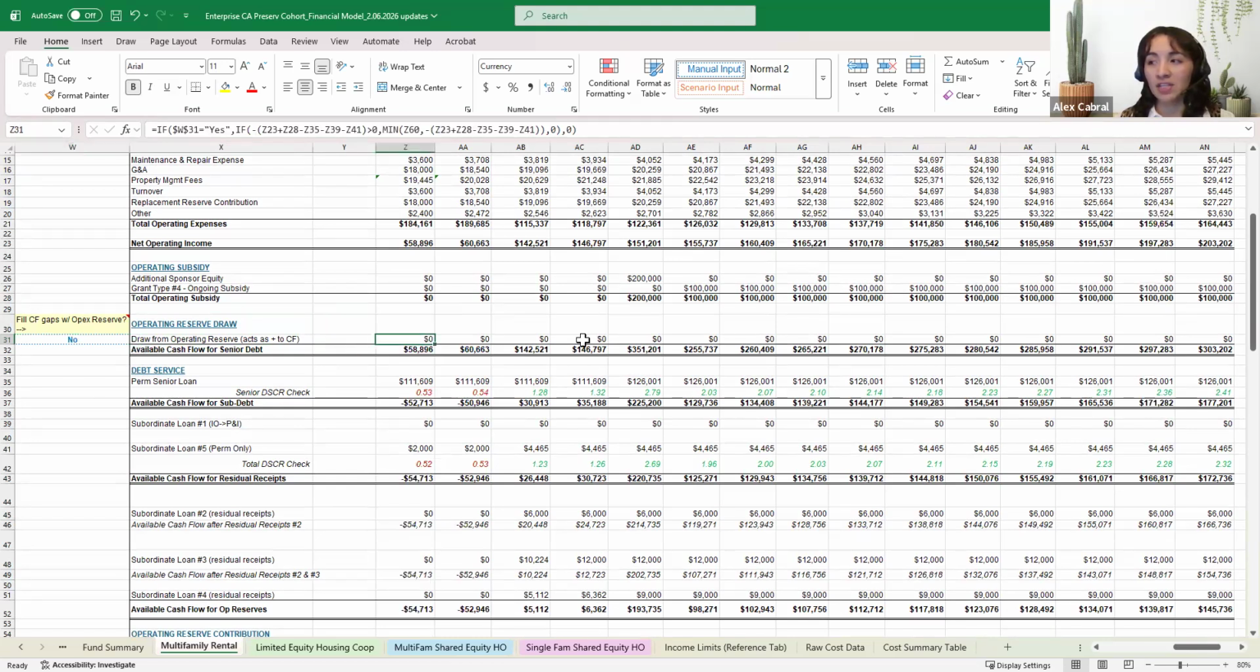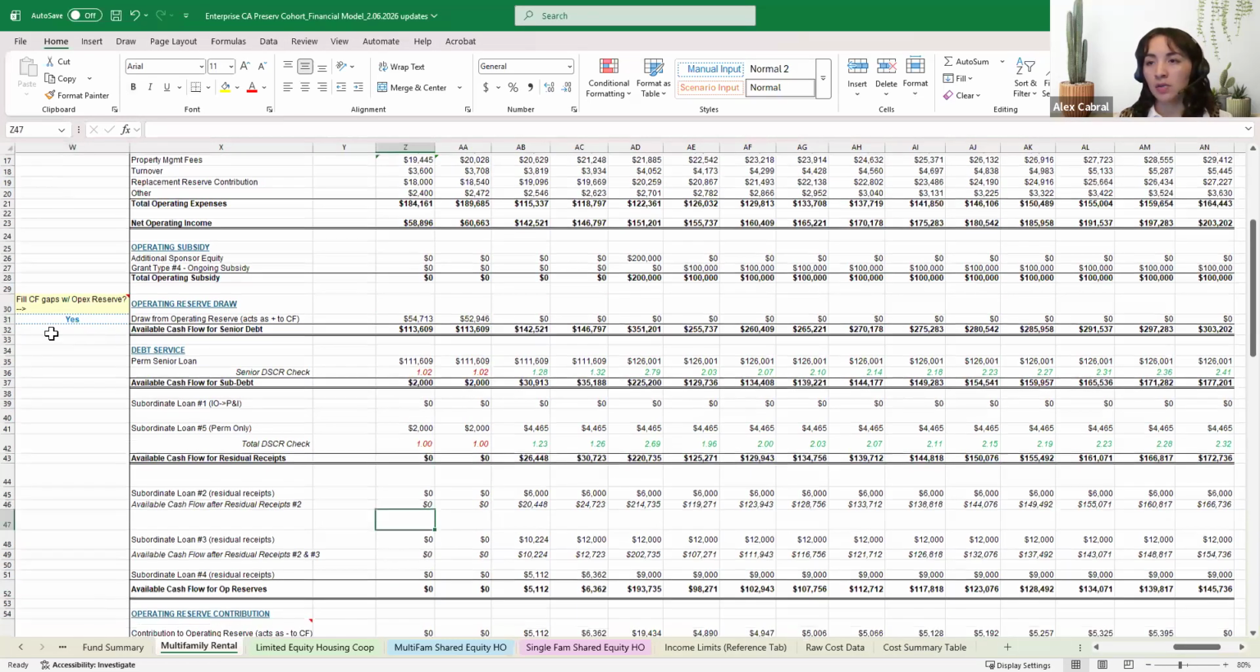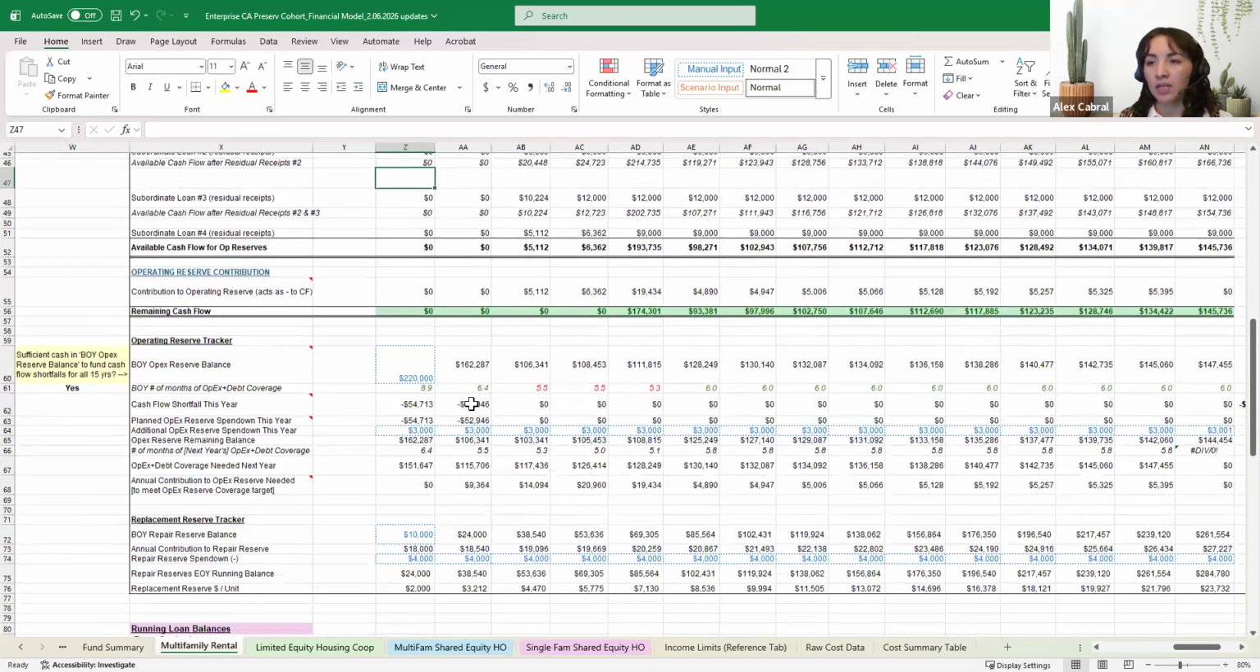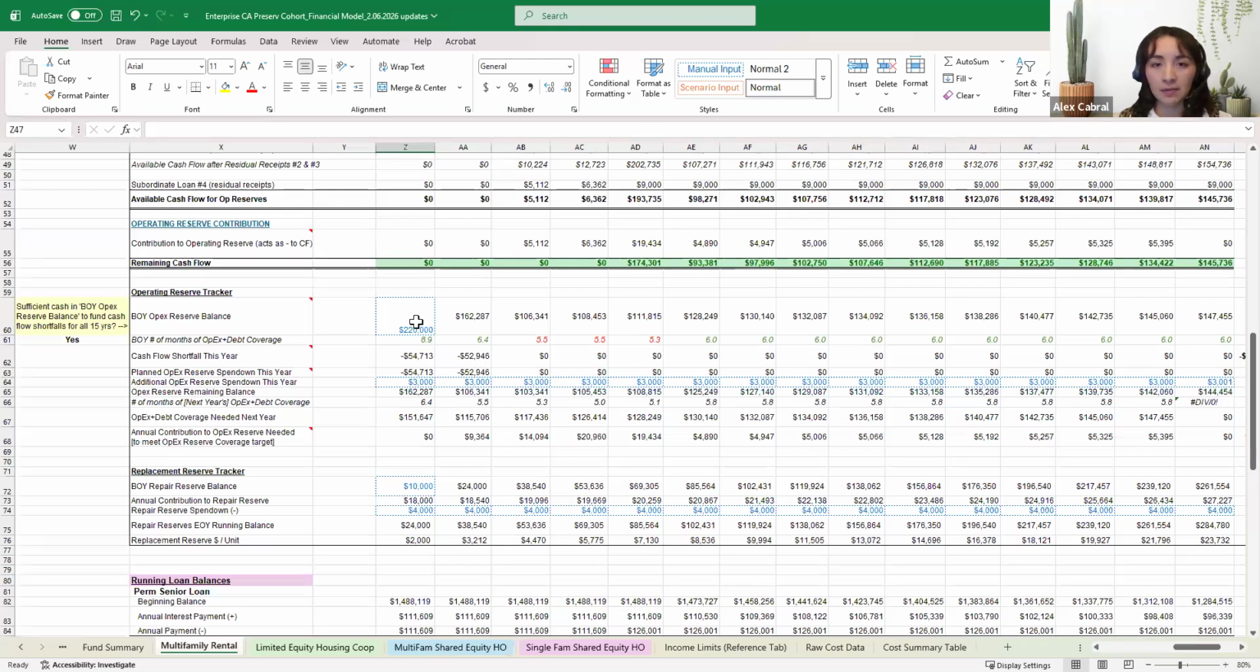As you can see, if it's not allowed, this will remain zero, and there is a cash flow shortfall. If it is allowed, the model will draw from the operating reserve. As you can see, it fills the cash shortfall gap. There's no more cash shortfalls. You end up with zero cash at the end of the day, but it fills any gaps so it doesn't become negative. So other than this toggle here, what you need to fill in is at the bottom here.